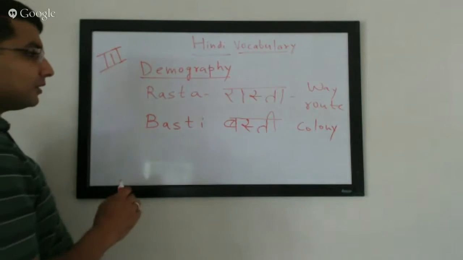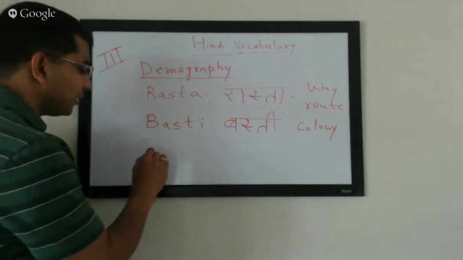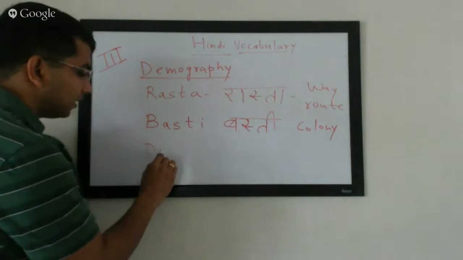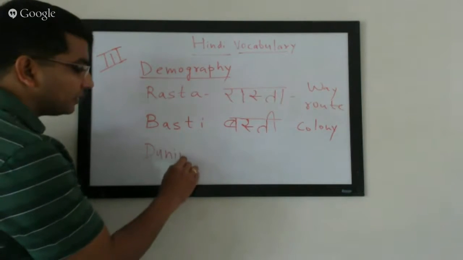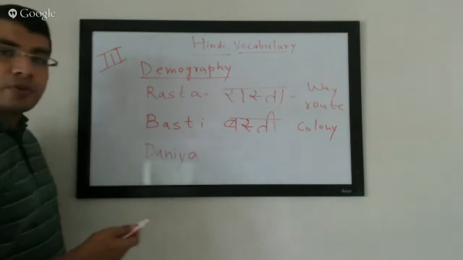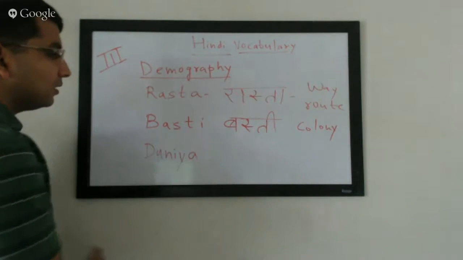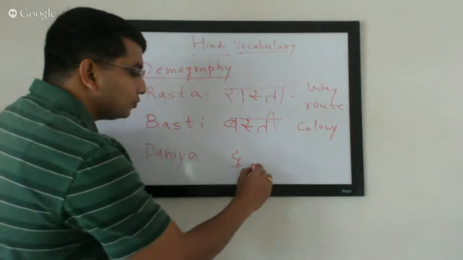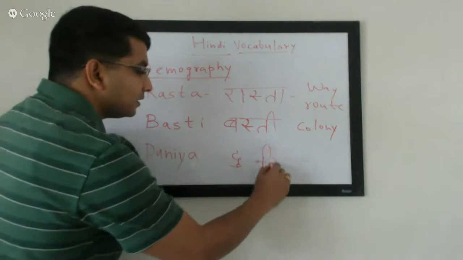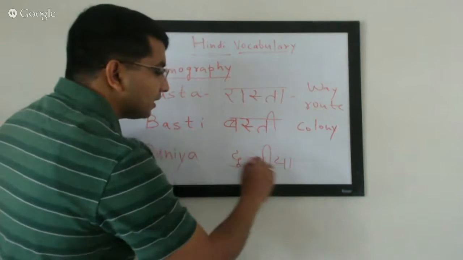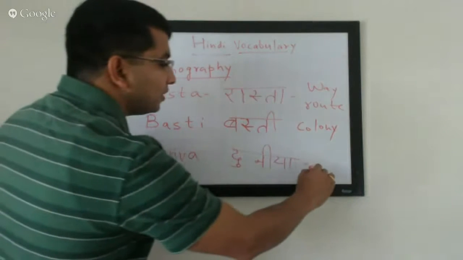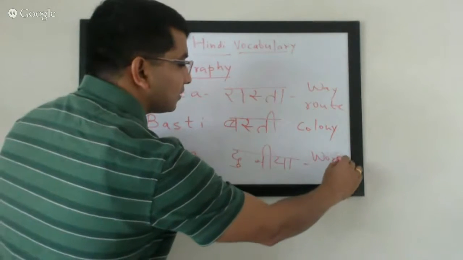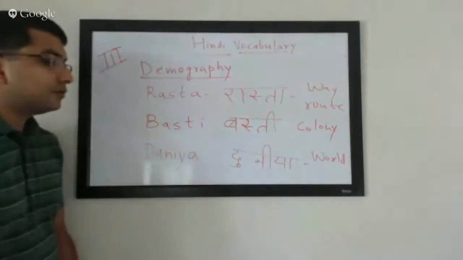And then the next word which is used in this song is dunya. Probably you must have heard of it. Dunya is very common. You probably must have come across this anyway. So dunya is spelled with a long u, and then ni, yeah, dunya. Dunya is world.